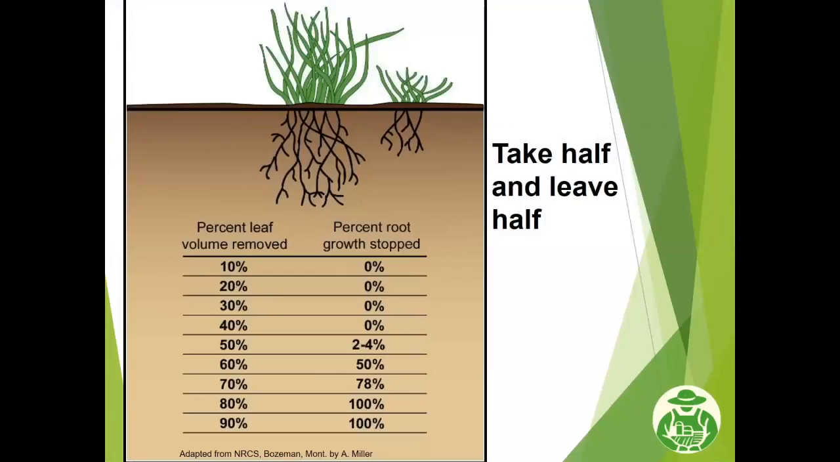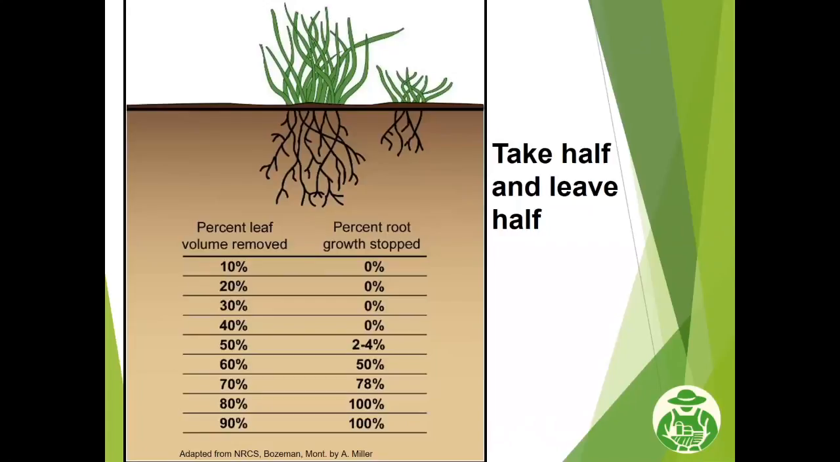So the take half and leave half is a grazing philosophy that's been scientifically studied for lots of years. It's been determined that what happens above the soil has a huge effect on what's happening underneath the soil. So the more leaf area we take above the soil, the less we leave underneath for the roots to develop and grow. You can see this illustration showing that when we only take 10% of the leaf, we don't have any root growth that's stopped.